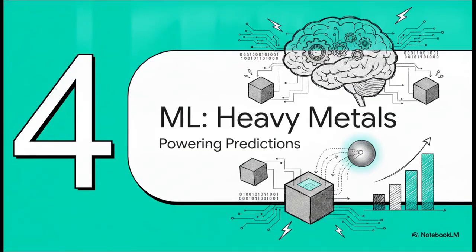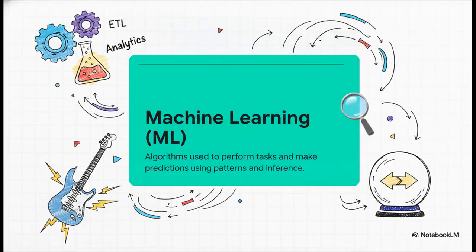All right, Section 4, Machine Learning, powering the predictions with the heavy metals. So if analytics is your catalyst, machine learning is your highly reactive heavy metal. Instead of just looking back at what already happened, these models feed off those massive, refined data sets we just prepared so they can look ahead. They are the dense, incredibly powerful algorithms that automate anticipation. They rely entirely on patterns and inferences they find in the data, giving your systems the power to perform complex tasks and actually predict outcomes dynamically.